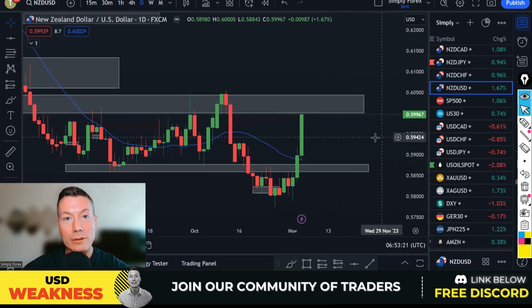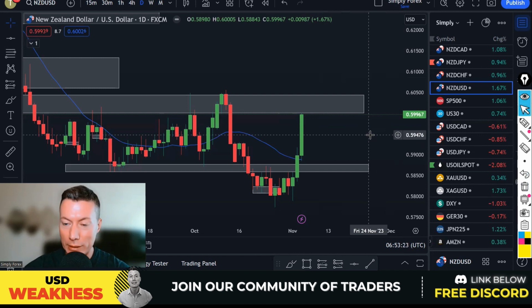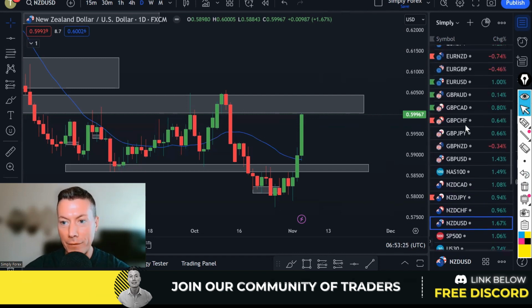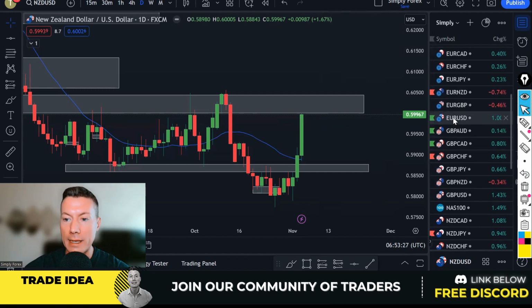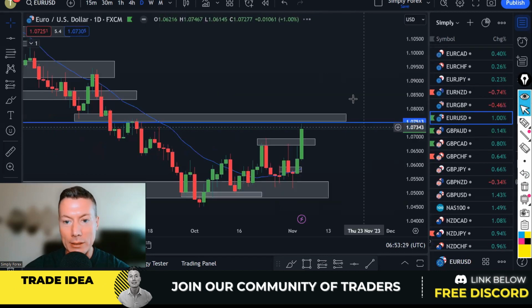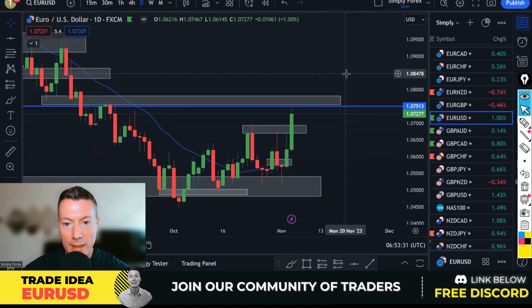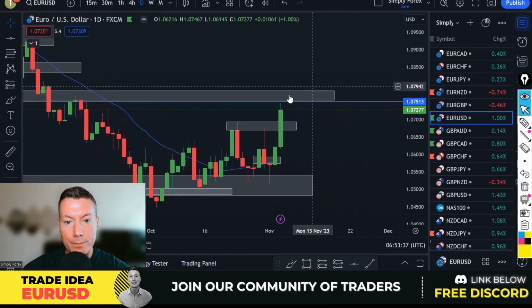But we do have some US dollar majors that are not at support or resistance. And the first trade idea for today is euro against the US dollar, okay, because we have a little bit more room to move into. So, euro US dollar, we want to buy this pair. Why do we want to buy it?